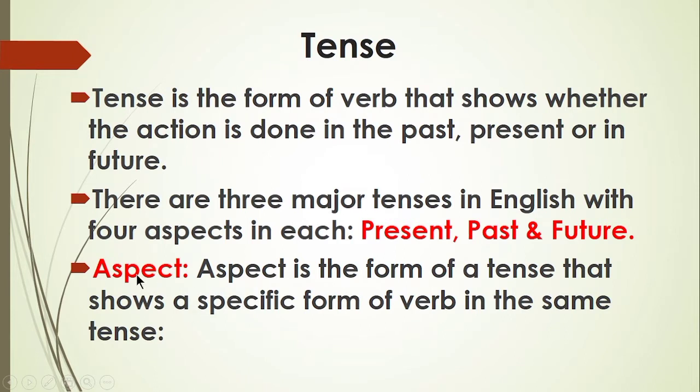Now, what is an aspect? Aspect is the form of a tense that shows a specific form of verb in the same tense. So we may have one tense, but within that tense we may have different aspects. So how to express those aspects? We express those aspects with the help of certain forms of verbs. In this video we'll talk about those forms.